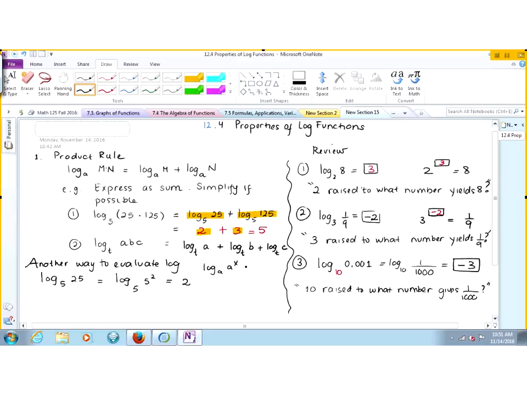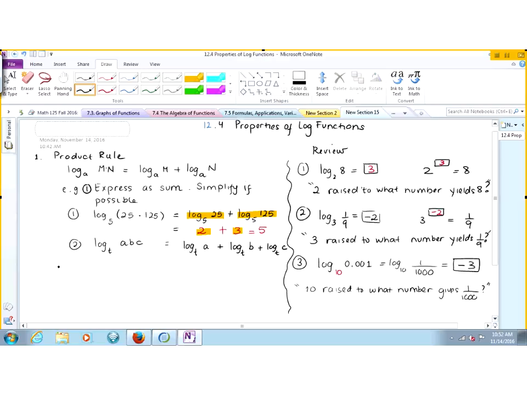Did he talk about this property, log base A of A to the x is x? No? Okay. So it will come later. Forget about this for now. As of right now, this is how we find log base 2 of 8, which is 3. Yes.